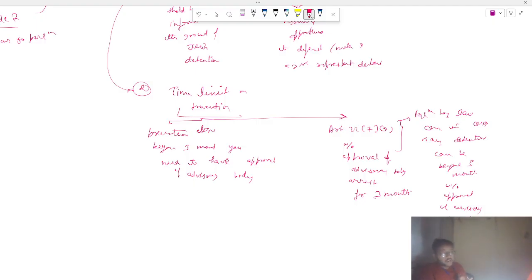Parliament can, by law, extend the detention beyond 3 months without the approval of the advisory board, but it can be done by law only. Therefore, for this to be done, Parliament is required to pass a law by simple majority.